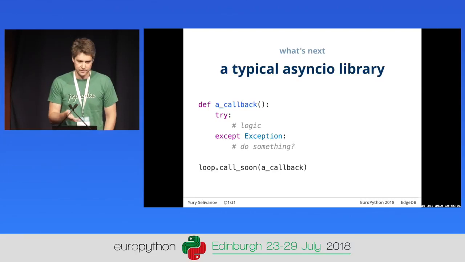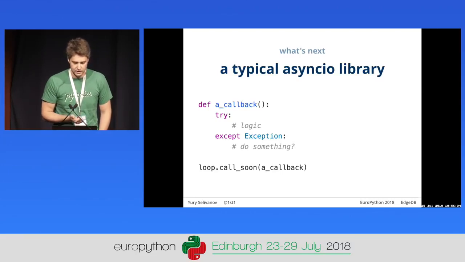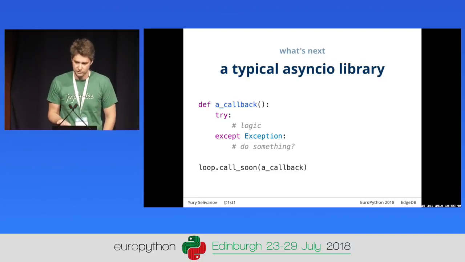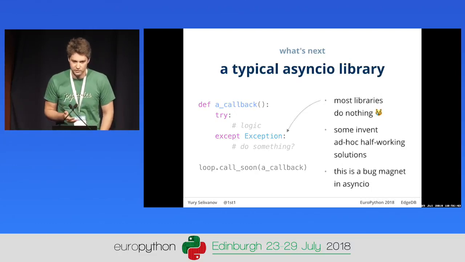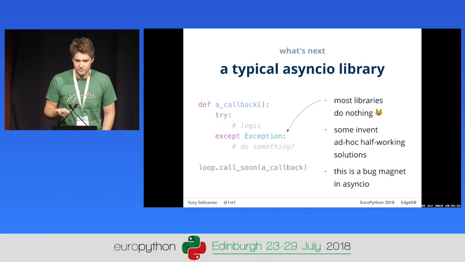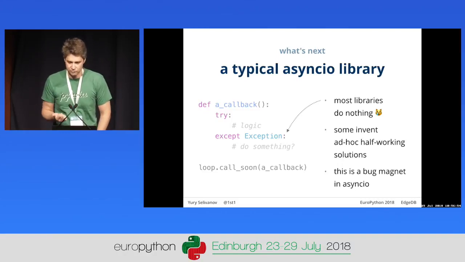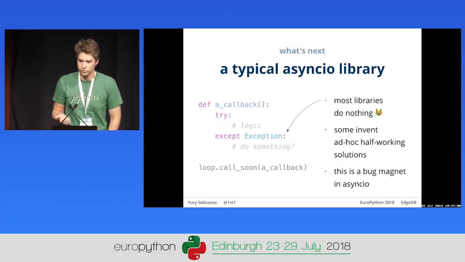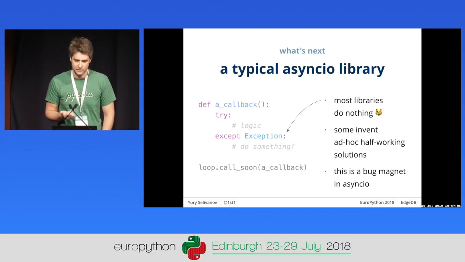If you have a callback written like this, with a try except statement in it, then you can actually handle any exception in your callback, but you have to be explicit about it, you have to care about it. And most libraries actually don't. They kind of think that everything will go just fine and exceptions basically don't exist. Some invent some mechanism to propagate those exceptions back to the client, but even in aiohttp and asyncpg, I'm pretty sure there are lots of bugs where we didn't really handle those exceptions correctly. So it's essentially a bug magnet in async, and it's a constant point of pain because you have to care about those callbacks all the time.